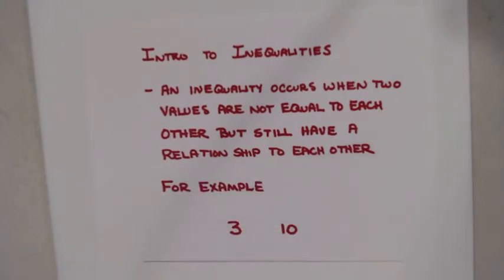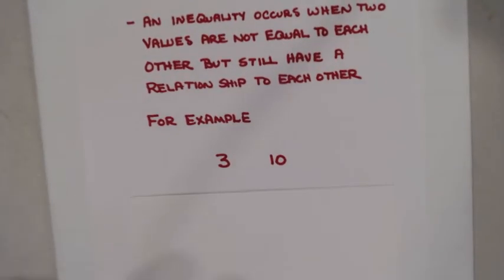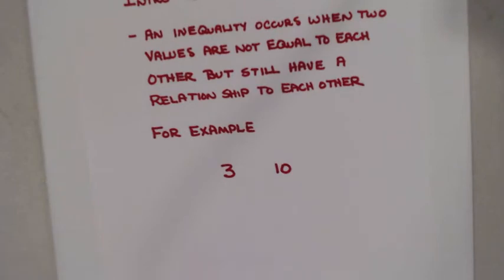For example, 3 and 10. Well, 3 and 10 are not equal, so we need some other type of symbol to go in there to show us what the relationship between 3 and 10 is. 3 is obviously smaller than 10, so we're going to use a symbol called a less than symbol. And we're going to go over all these symbols for inequalities.